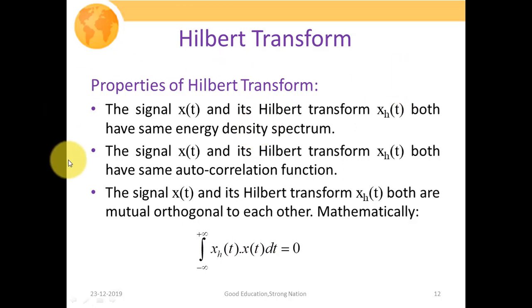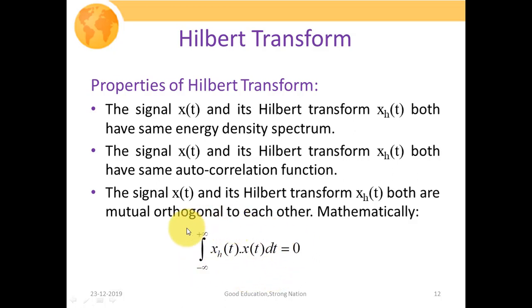The second important property of the Hilbert transform states that the signal x of t and its Hilbert transform xh of t both have the same autocorrelation function. This is one of the most important properties, and it is really important for different competitive examinations too. The third property is that the signal x of t and its Hilbert transform xh of t are mutually orthogonal to each other, or mathematically we could say that integration from minus infinity to infinity of x of t xh of t dt will be equal to 0.